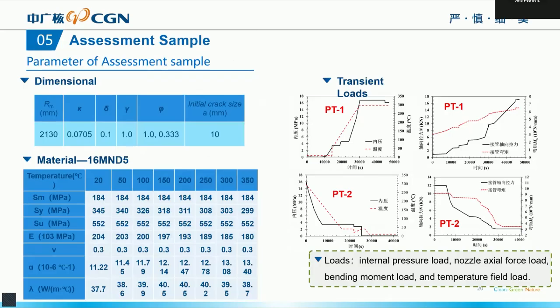Okay, this slide shows the parameters of the assessment example. Also, we give the dimensional values and the materials. It's traditional for the RPV. It's a 16MnD5, and we use several transient loads. And the loads are internal pressure loads, the nozzle axial force load, bending moment, and the temperature field load.